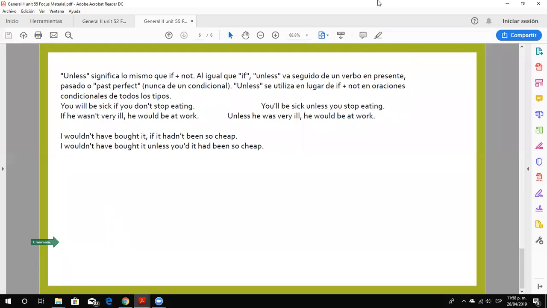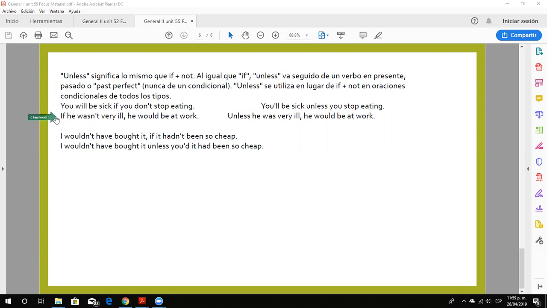Okay, let's continue. Unless means the same as if plus not. Unless is followed by a verb in present, past, or past perfect, never by a conditional. Unless is used instead of if plus not in conditional sentences of all the types. Example: you will be sick if you don't stop eating. You'll be sick unless you stop eating.